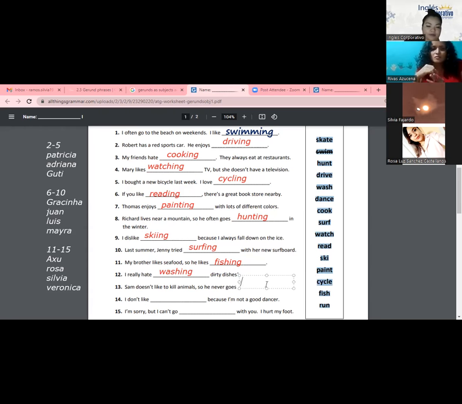Sam doesn't like to kill animals, so he never goes hunting. Hunting, uh-huh. So we have a gerund repeated here. We're gonna see which one is the best, okay? 14, Veronica.